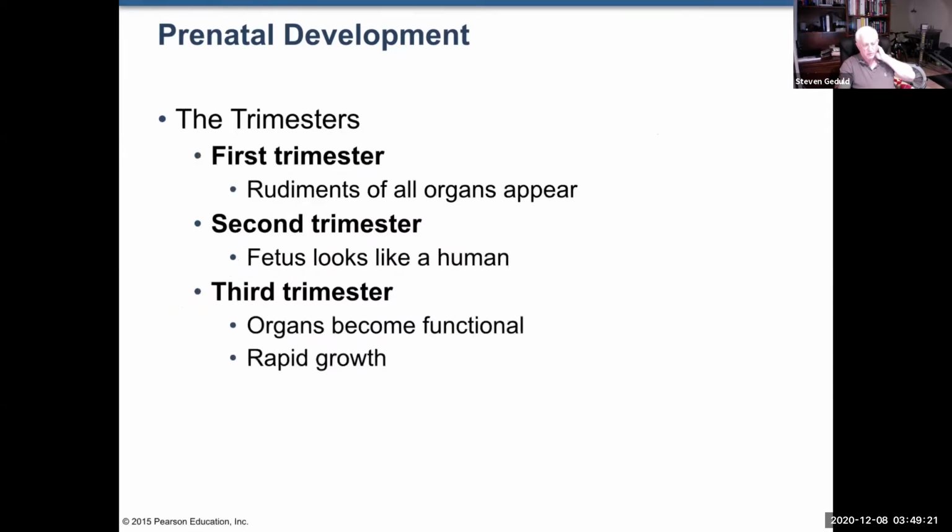So first trimester, rudimentary, all organs appear. The organs start to develop. Second trimester, it looks like a human. The third trimester, everything starts to function. The heart starts to beat. The stomach starts to move. Everything starts to move around and get rapid growth.